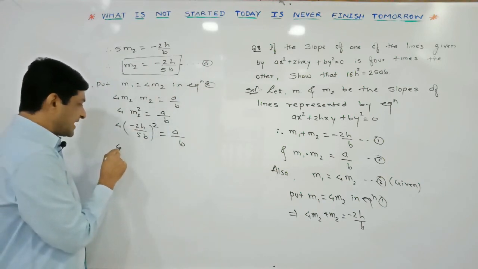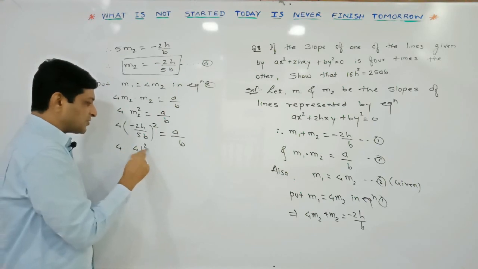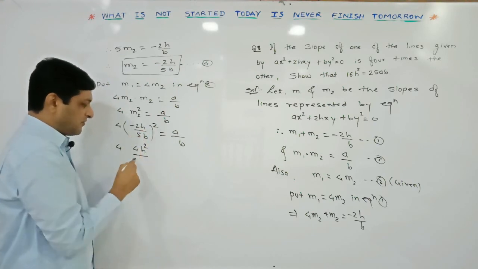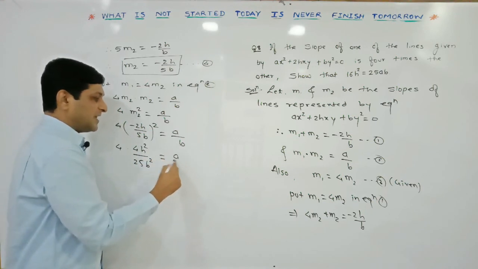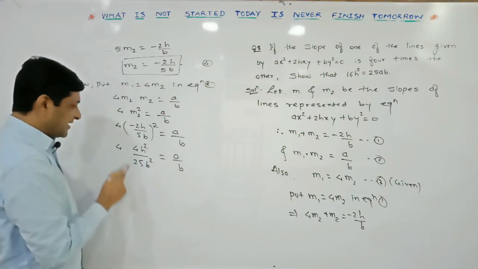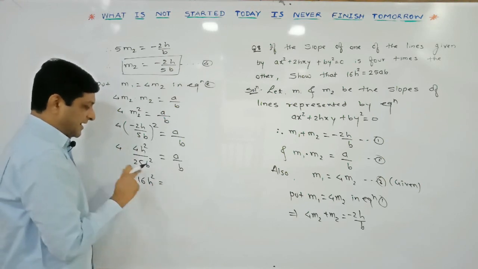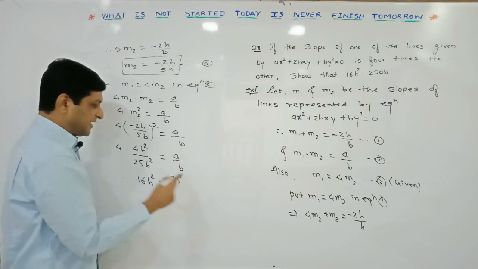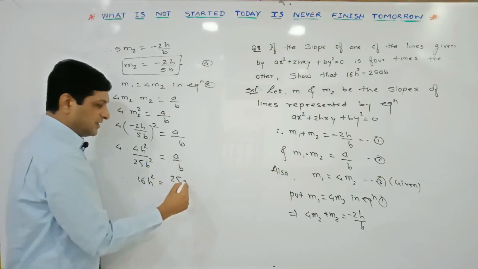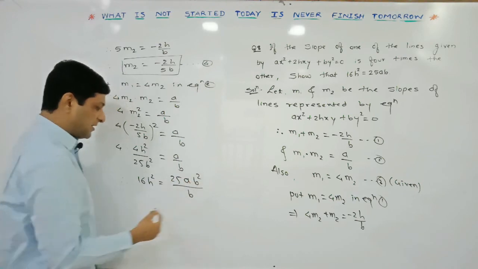So keep this 4 as it is. What is the square of minus 2h? It will be equal to 4h square, and in the denominator the square of 5b will be equal to 25b square. On this side ab, keep it as it is. So therefore here 4 into 4 will become 16h square, and take this term on this side. This term will get multiplied on this side. So 25b square into a will be 25ab square divided by b, keep it as it is.